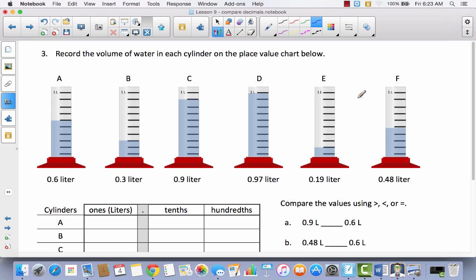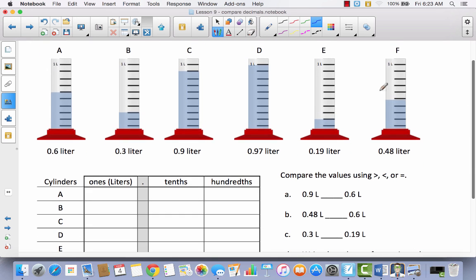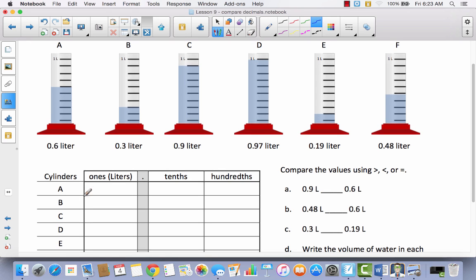So we've got 6 graduated cylinders here, and this is what you would use if you were in chemistry and you were trying to measure the amount of liquid of a substance that you had. So these are measured in liters. So you can see we have 6 tenths, 3 tenths, etc. So we're going to label all of these into our place value chart to help us compare them. So I'm going to do the first one for you. You can see that we have 0 and 6 tenths for cylinder A. And then we have 0 and 3 tenths for cylinder B.